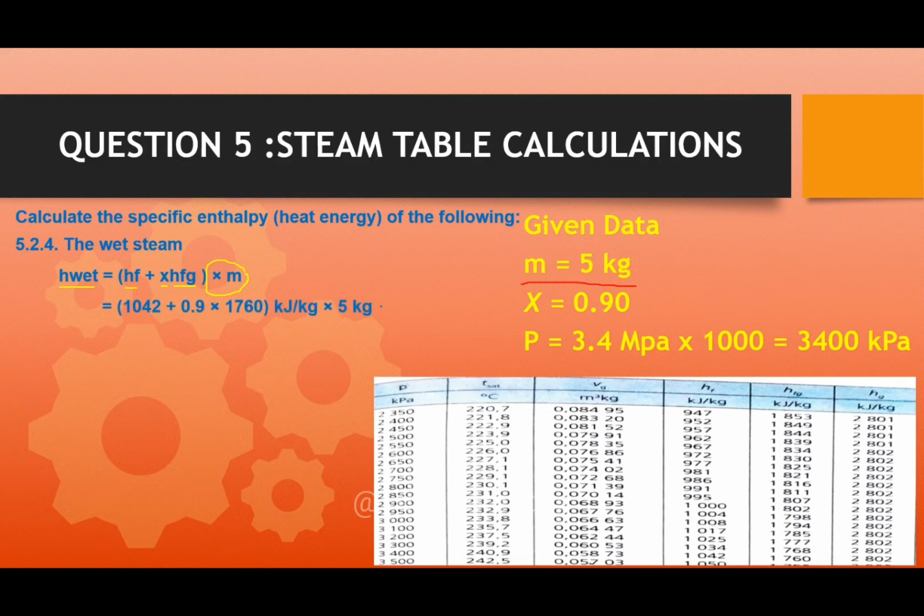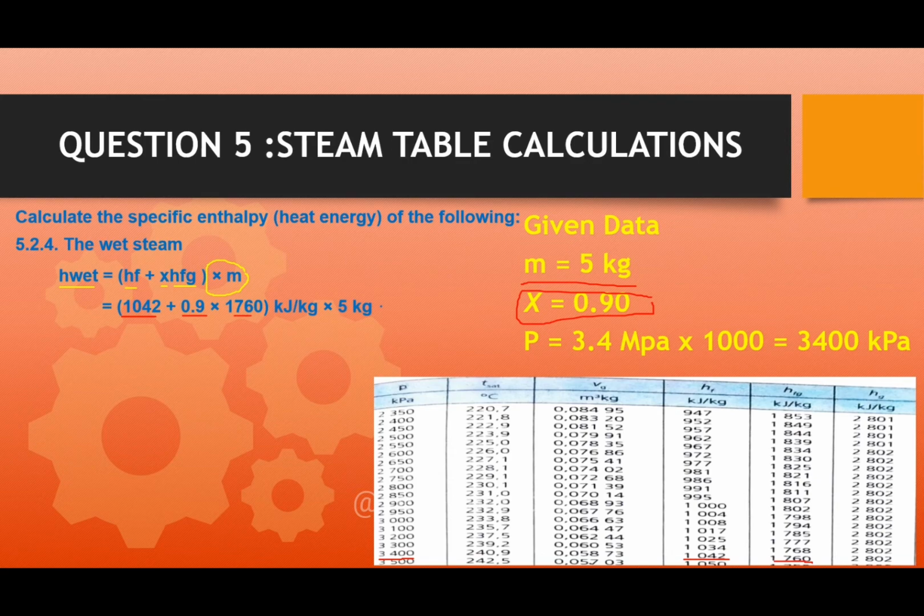So let's substitute in our values. So remember, these values are obtained from the steam table. Okay, when I have a pressure of 3,400 and I go across the steam table and I look for HF, I can see here that the value is 1,042 plus 0.9. According to the question, the dryness fraction here is 0.9. And it is 0.9 multiplied to HFG, which is your evaporation enthalpy. So at 3,400 I go across, my HFG or my evaporation heat energy is 1,760.